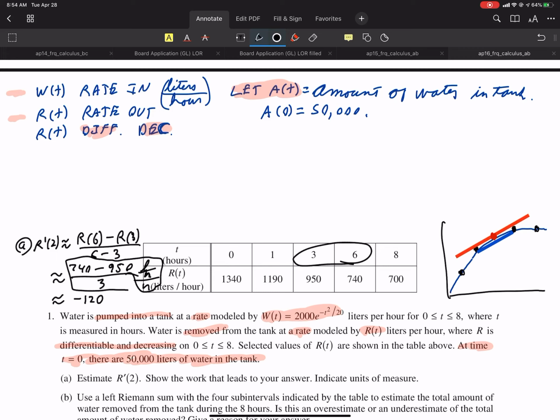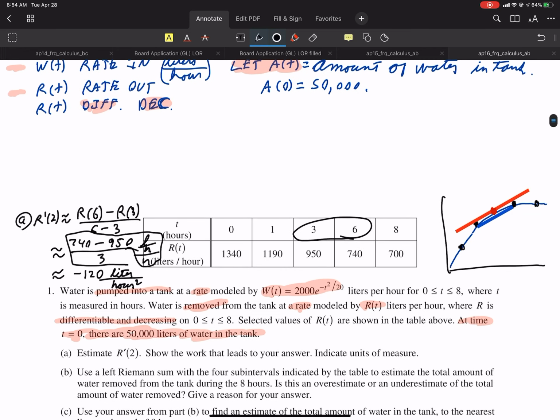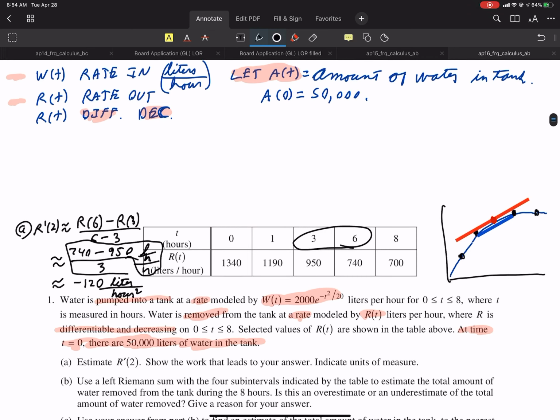If you simplify your units, it would be liters per hour squared. But you could leave it liters per hour per hour. That's fine. All right, part B. Use the left Riemann sum with the 4 subintervals indicated by the table to estimate the total amount of water removed from the tank. Is this an overestimate or underestimate?